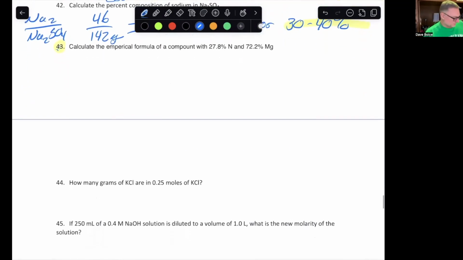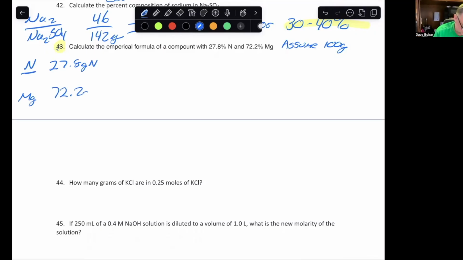Okay, this one's a little more important. So this is an empirical formula of a compound with 27.8% nitrogen, 72% magnesium. And so what I'm going to do here is assume 100 grams. Okay. And so that means I'm going to start with nitrogen. I'm going to start with 27.8 grams of nitrogen. And for magnesium, I'm going to start with 72.2 grams of magnesium.